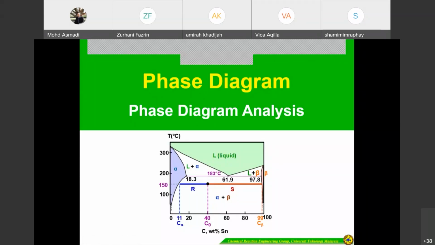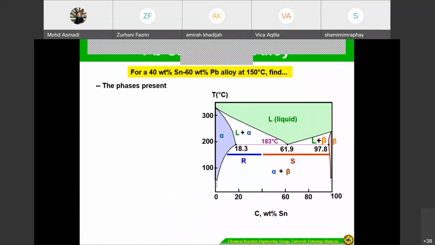Okay, so let's see the phase diagram analysis. If you look here, we have 40% of stannum and 60% of plumbum, lead, at 150 degrees C, and we have to find the phase. What phase is this? If you look here, the composition is 40%, so it should be alpha and beta, at this point.